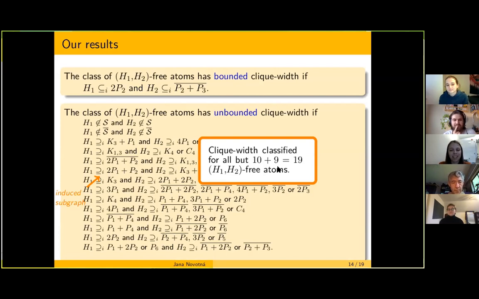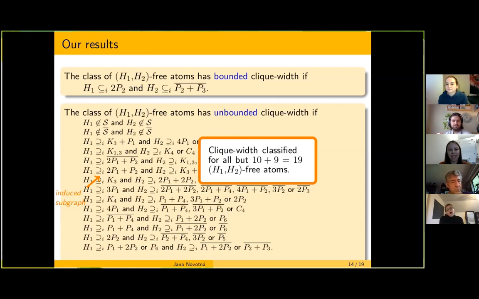And moreover, 10 of these open cases came out from just the boundedness question about Clique-width in graphs, not even in atoms. I said a while ago that they left 5 open cases, and now I'm writing here 10, and I will explain in the next slide why. So we have 10 open cases from the boundedness of graphs, and 9 more where the Clique-width is known to be unbounded for such graphs, but we don't know about atoms.